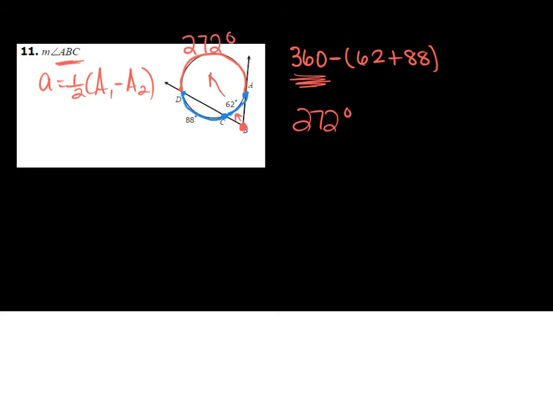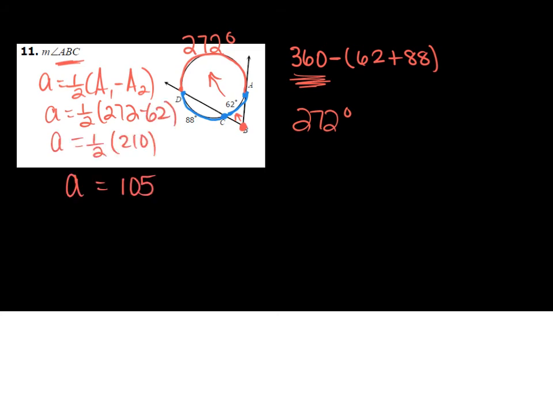So now I have my two arcs. So the angle is equal to half of 272 minus 62. So this angle is equal to 105. So this angle is 105 degrees.